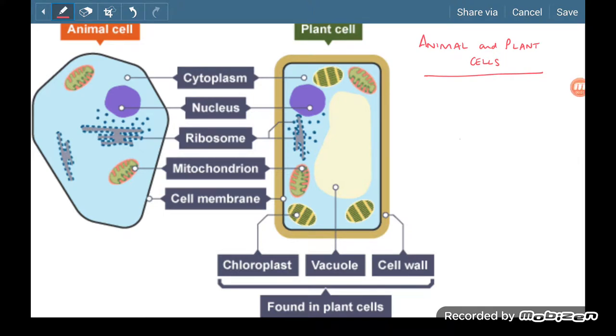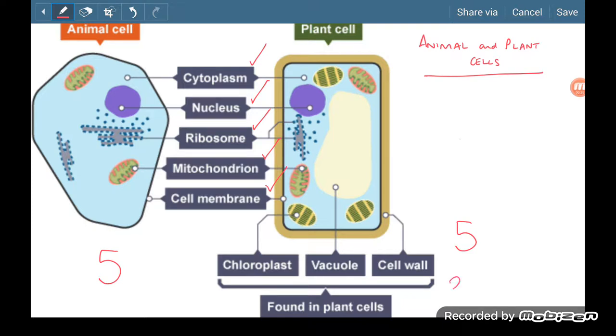We're going to have a quick rundown of the differences between animal, plant and bacterial cells. We're going to start with the animal and plant cells that we can see on the screen here. The first thing that I want you to know is that they both have 5 organelles, which are many parts of a cell, which have a function in common. They are the cytoplasm, the nucleus, ribosomes, mitochondrion, and the cell membrane. So they both have those.